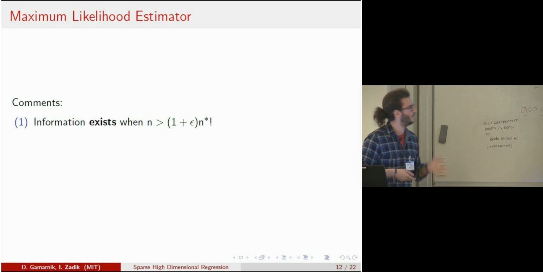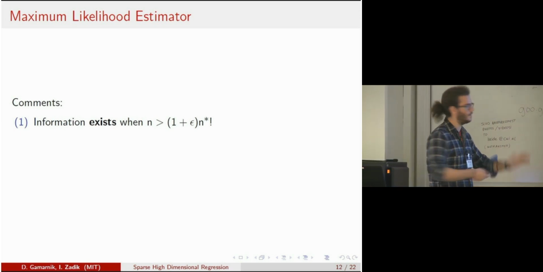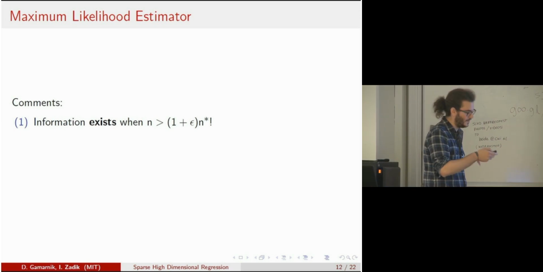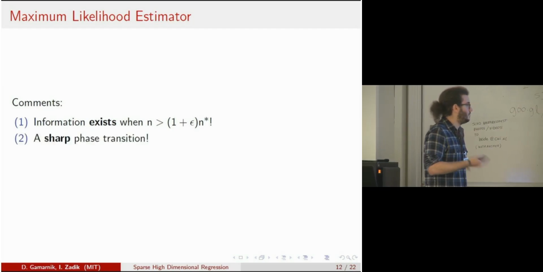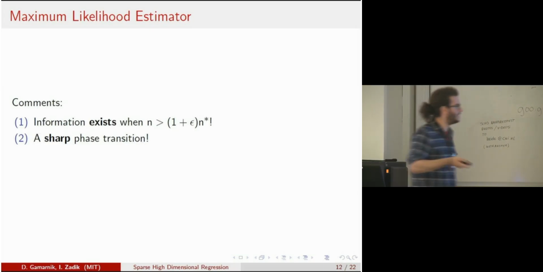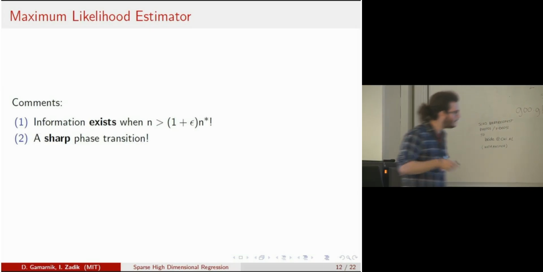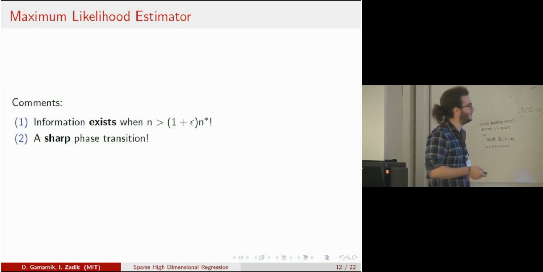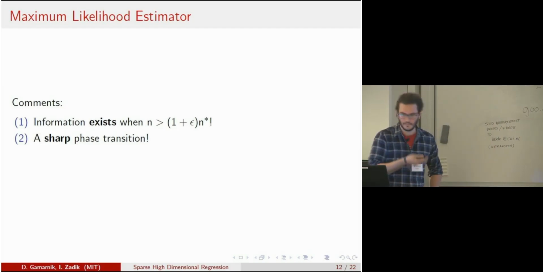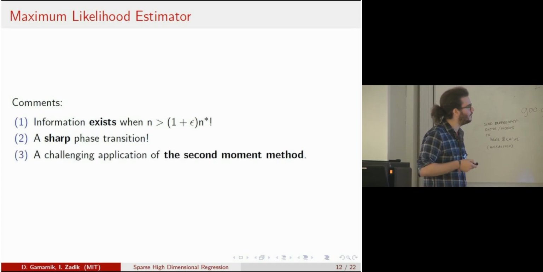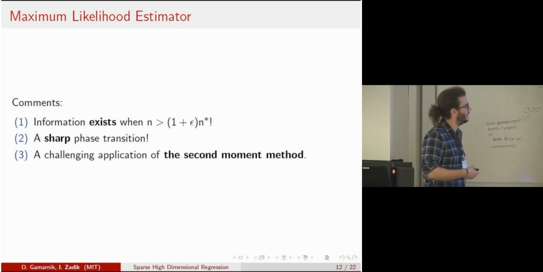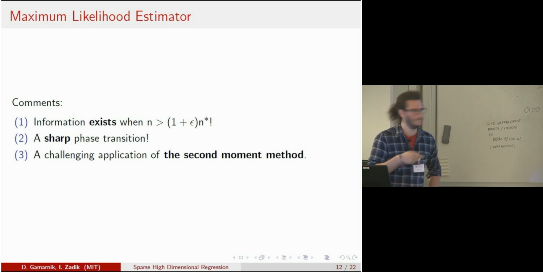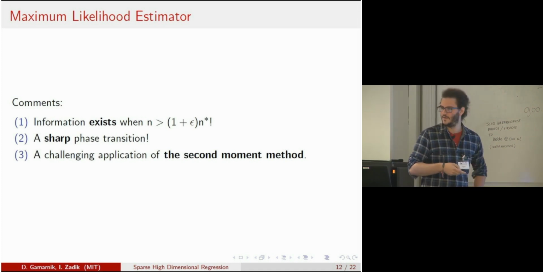What are the comments? In particular, first of all, information exists, which is a good thing. The maximum likelihood estimator can find the solution if n is bigger than 1.00001 n star, let's say. There is a sharp transition, which we found interesting. These things exist in general in random large-scale systems, but it's interesting to see it here in a linear regression setting. And finally, if you care about the proof, it's a challenging application of the second moment method, because we need the existence of some geometric combinatorial objects, which were quite challenging and interesting proof-wise to get.